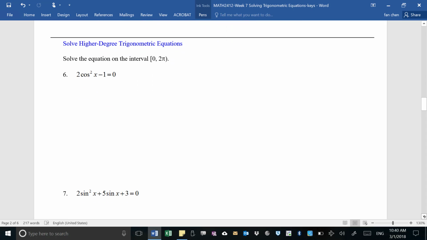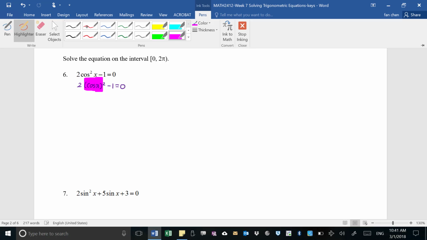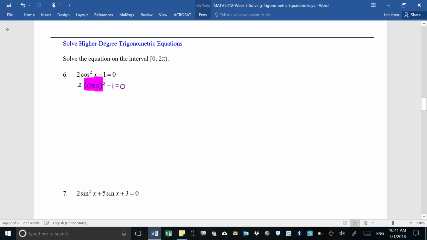We're going to solve the equation in the interval from 0 to 2 pi. And from this one, you can see that it is a second power. Okay, just like you solve the equation, think about this. This is cosine x squared minus 1 equals 0. And I'm going to highlight this one. Just think about whatever I highlight here as just one big unknown. And so it will be like 2 times unknown squared minus 1.